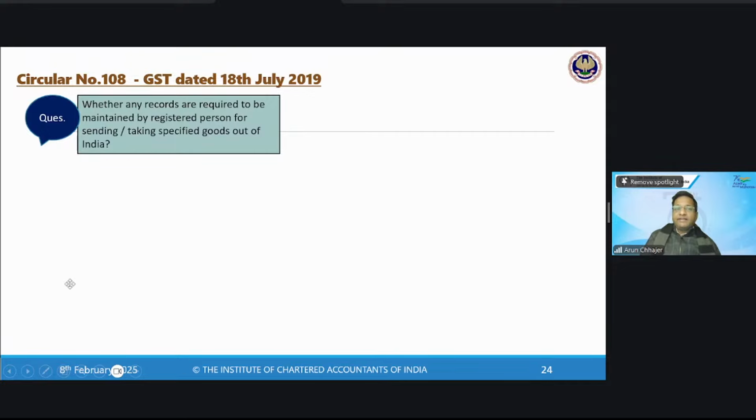Now it says whether any records are required to be maintained for sending or taking goods out of India. Can anybody tell me? We have discussed one provision. If you are sending the goods, which is not a supply, then what is the time limit within which goods should come back? Otherwise, it will be treated as deemed supply. कोई एक provision पढ़ा था हमने tax invoice accounts and records chapter में.